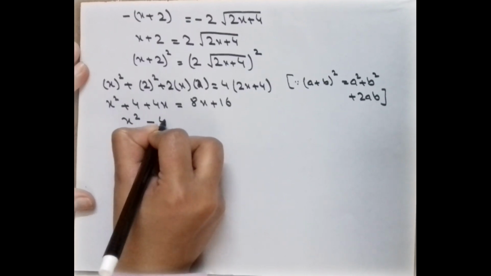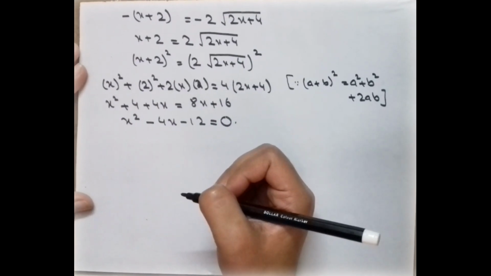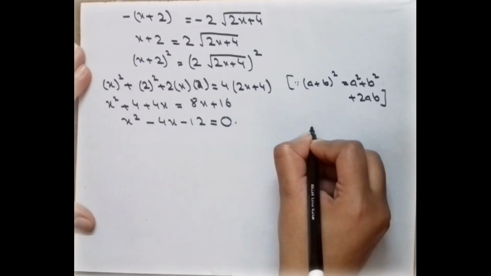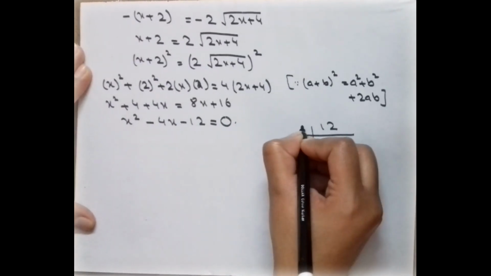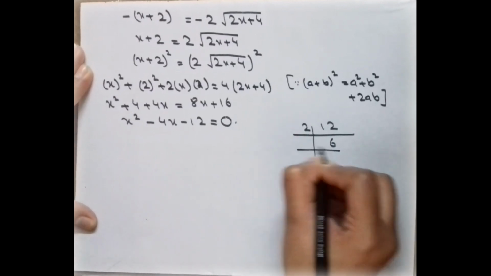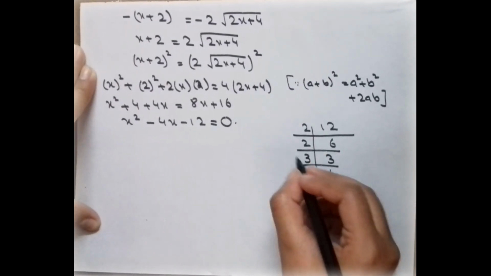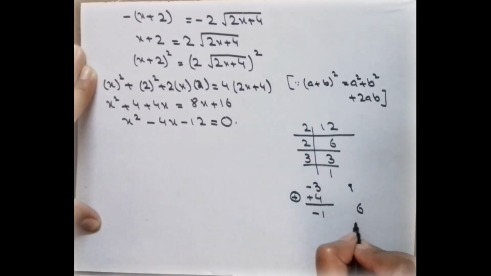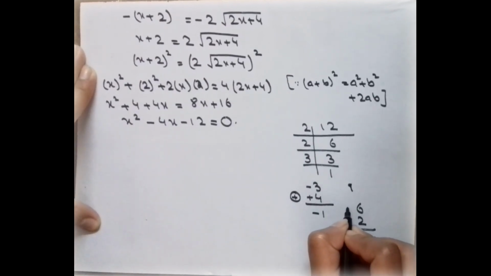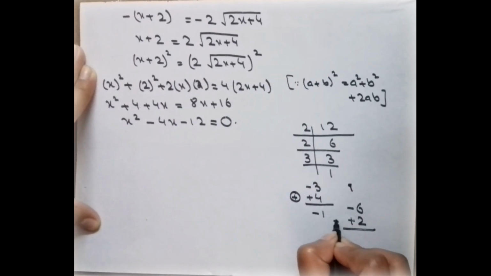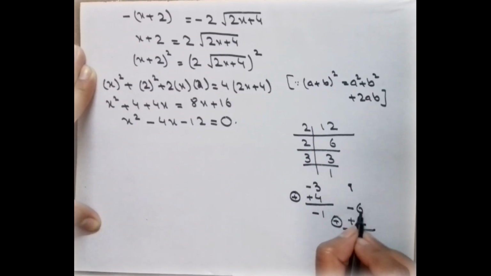x square minus 4x minus 12 is equal to 0. We apply the factorization method. As a factorization method, first of all we have to find the multiples of the factor 12. If we divide it, 2 sixes are 12 and 3 fours are 12. If we take 6, 3 twos are 6 and the other one is 2, and we need a negative sign, so we put the negative sign with the larger number 6 and plus 2. After applying the addition operation we have minus 4, and multiplying these two terms we have minus 12.